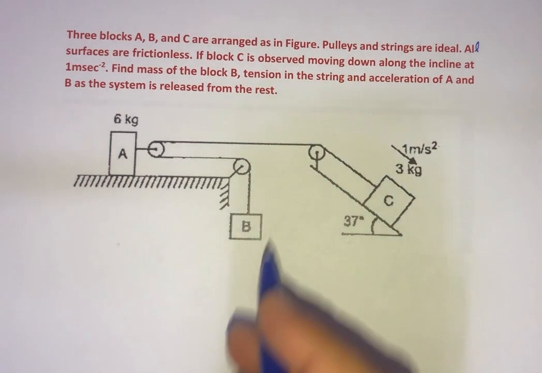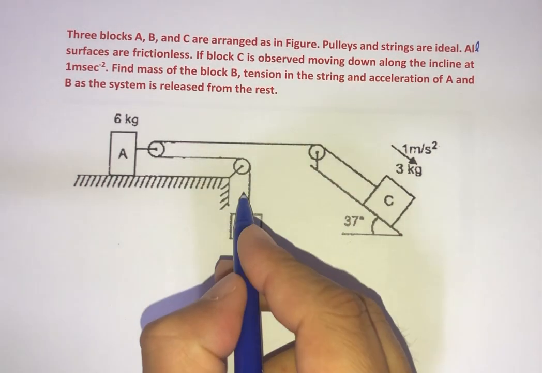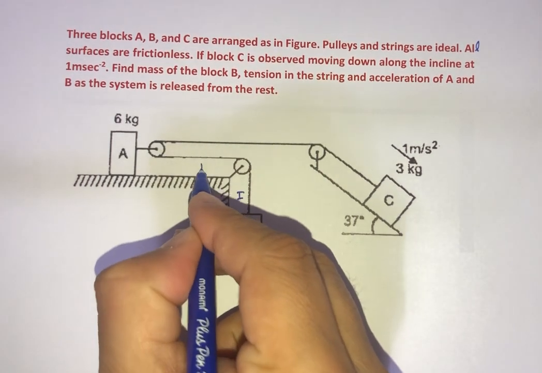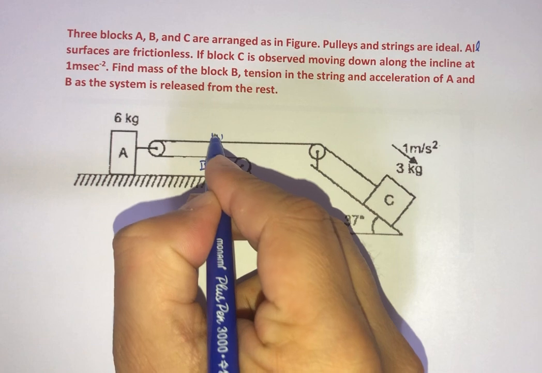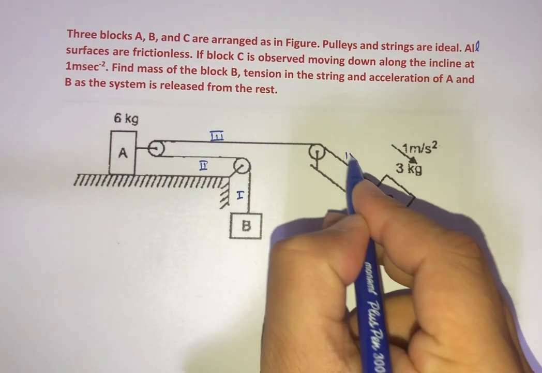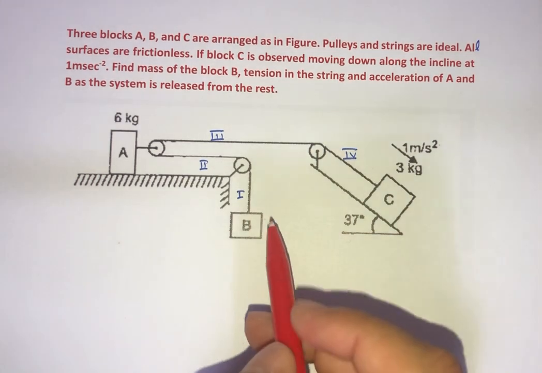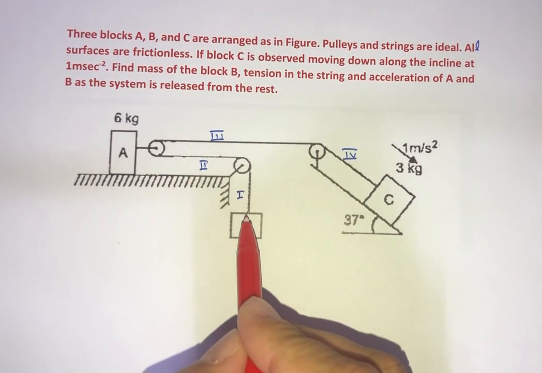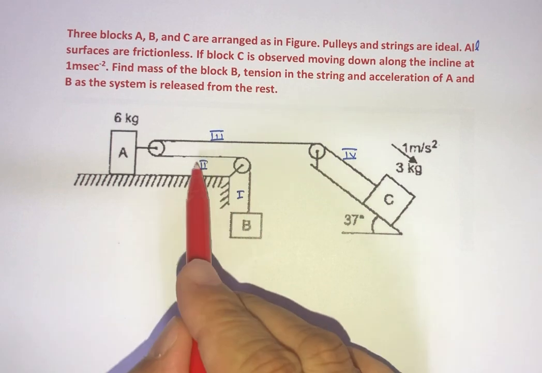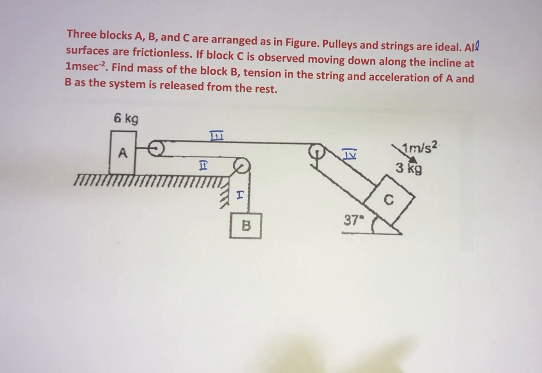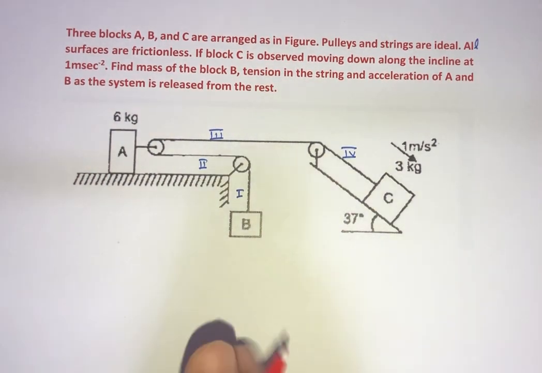Okay, so let us first divide the entire string. So this is 1, 2, 3, and this is 4. We have divided the string into 4 parts, and as the string is inextensible, the summation of the entire length will be constant.